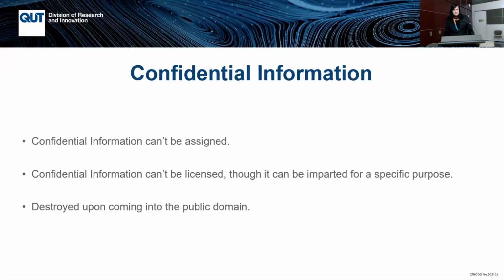So some of the differences between confidential information and ordinary IP: confidential information can't be assigned. You can't transfer those rights in a sense. You can create new confidentiality obligations. So someone who's imparted confidential information can then sign into an agreement with a third party to say, I'll let you have that information, you can do whatever you want with it, and I agree to be bound to confidentiality in respect of it. But that's quite different than an assignment.